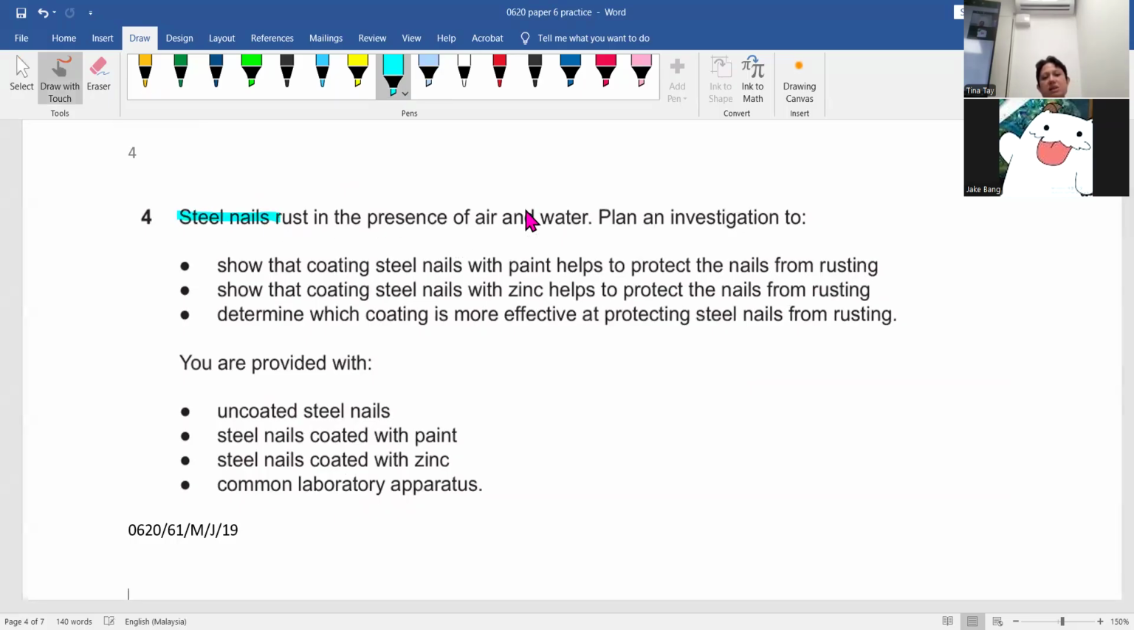Steel nails rust in the presence of air and water. Plan an investigation to show that coating the nails with paint helps to protect the nails from rusting. Show that coating the nails with zinc helps to protect nails from rusting. Determine which coating is more effective. Okay, how do you do this? How do you know it's rusted? How do you compare rust fast or rust slow?